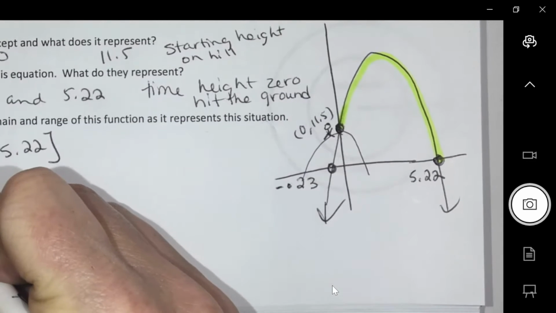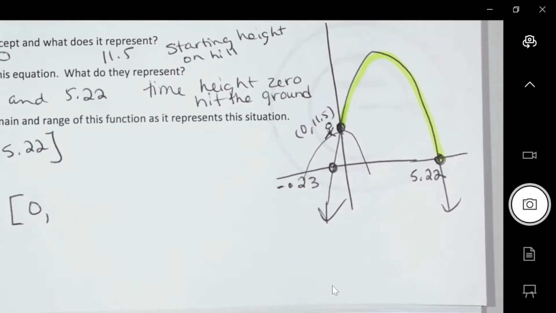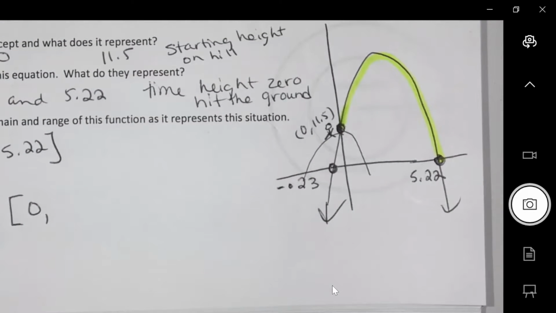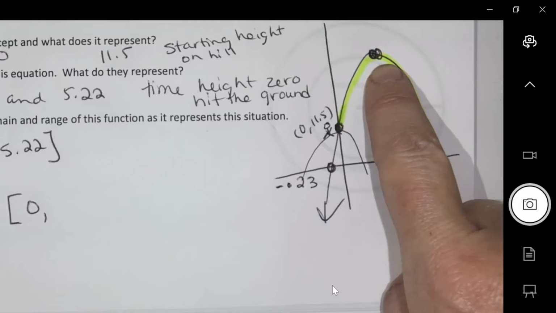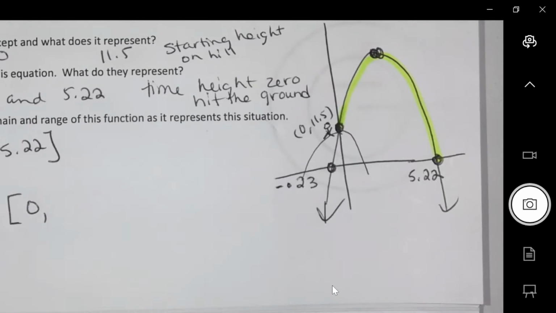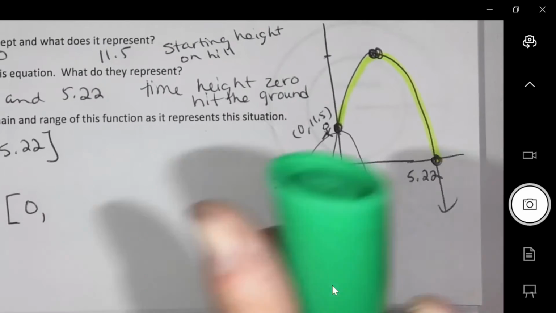Range is the height. Range is going to be the height. So what is the lowest height the ball will ever be? Which would be the ground, so 0. And then the highest height will be up here. And I got to figure that one out yet. Haven't done that. So what is the height of the ball up there?